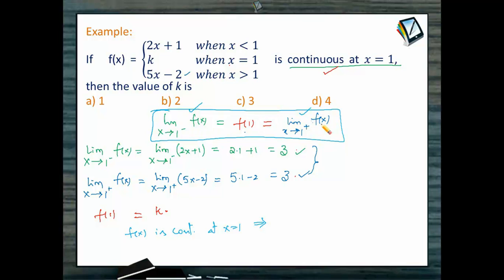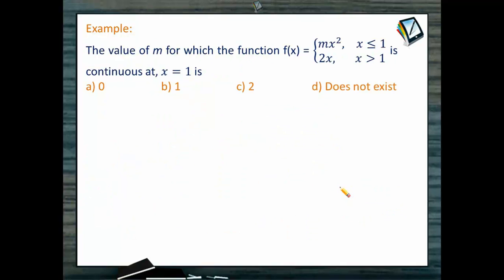So when is the final continuity satisfied? Provided these two are also equal. So I can say the limiting value 3 must be equal to the functional value k. So what is the k value coming? The value of k comes to be 3, which is given at option C. So what is the correct option for this? It is option C. Let's check one more problem.